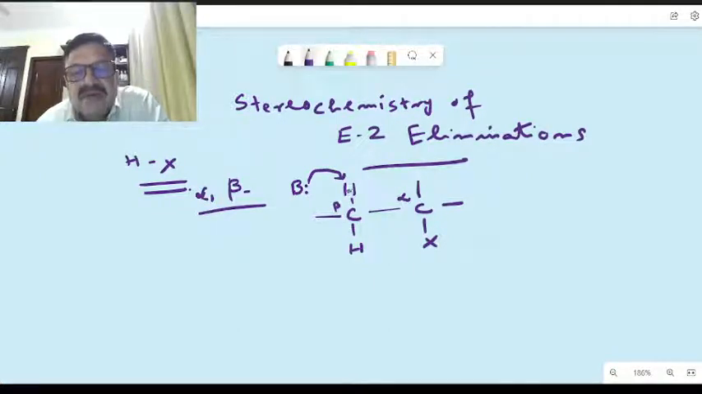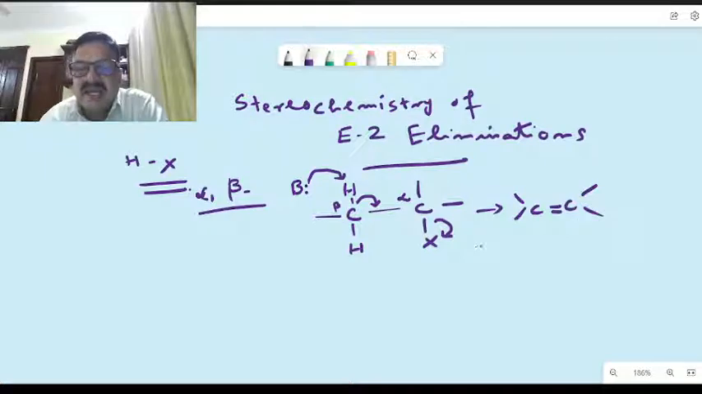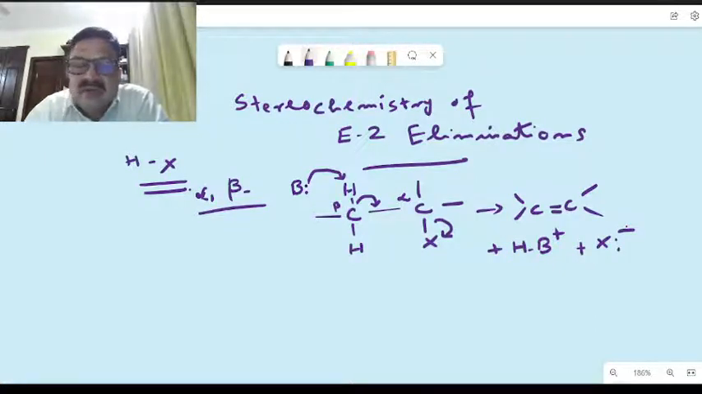Now the electron pair in this CH bond is used for formation of the new pi bond between the alpha and beta carbon atoms, and X, the leaving group, goes along with the electron pair. So the resultant product is an alkene. Then we get HB plus and X minus, the leaving group. So this is the base-induced elimination reaction. The base removes the proton from the beta carbon atom, the beta proton, and HB plus is formed.